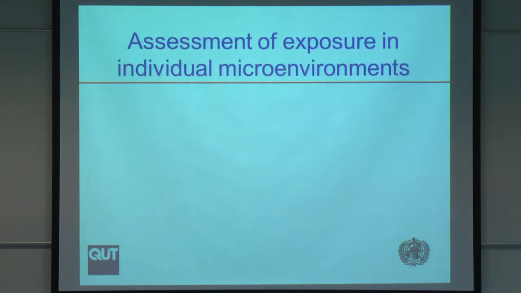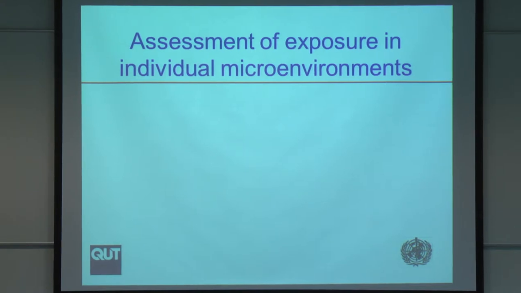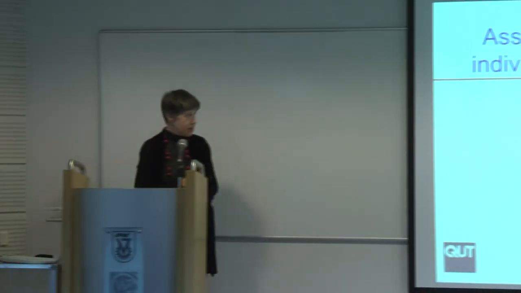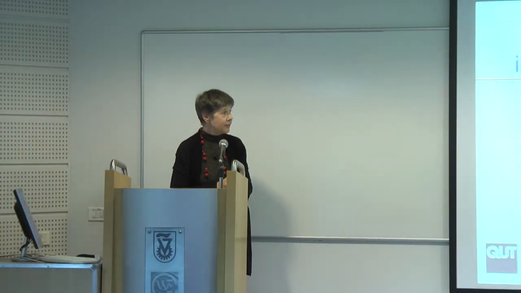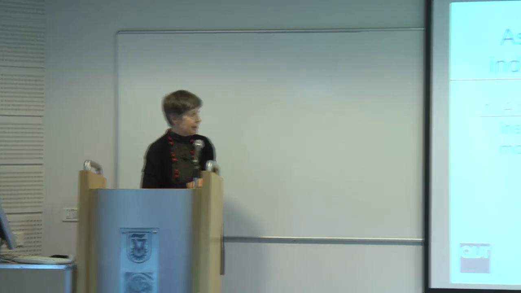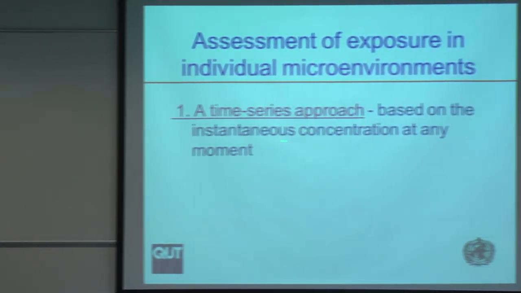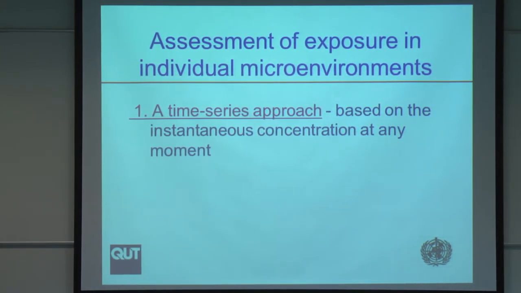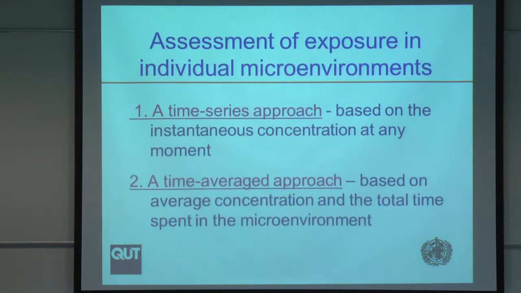So from what we've already briefly discussed, we can say that we can, in a simplistic way, assess the exposure in the microenvironments in two very simple ways: either using a time series approach based on the instantaneous concentration at any moment, so this is the NanoTracer, or a time averaged approach based on the average concentration and the time spent in the microenvironment.